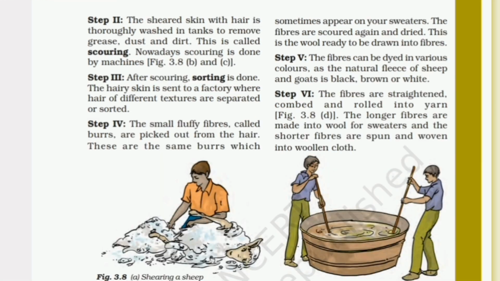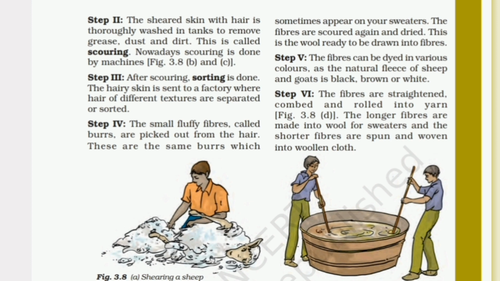Step second. The sheared skin with hair is thoroughly washed in tanks to remove grease, dust and dirt. This is called scouring. Nowadays, scouring is done by machines shown in figure 3.8b and c. So the second step involves the sheared skin with hair being thoroughly washed in tanks to remove grease, dust and dirt, and this process is known as scouring. So you can definitely define what scouring is. Then it is done by machines.